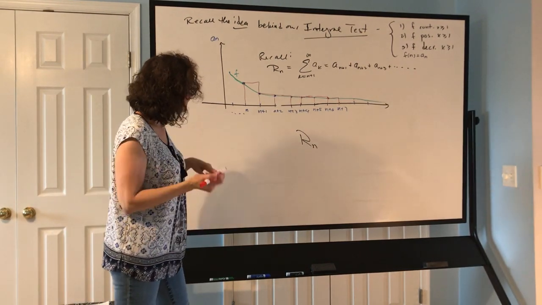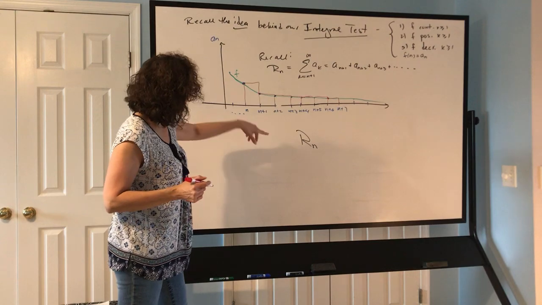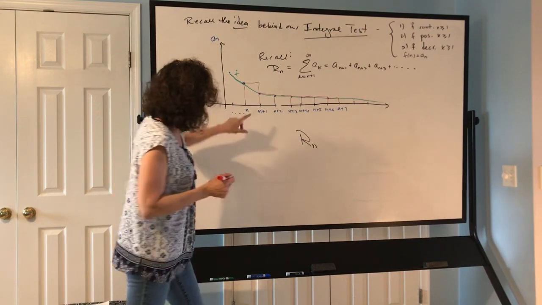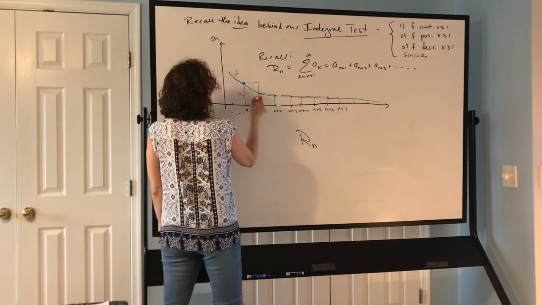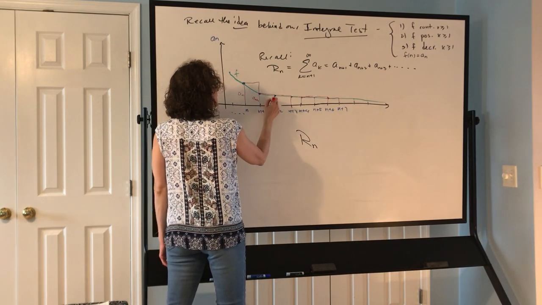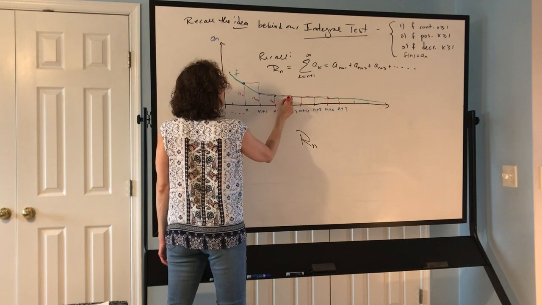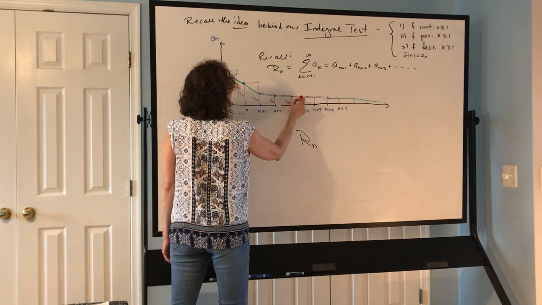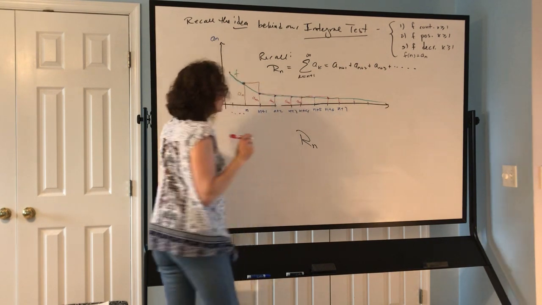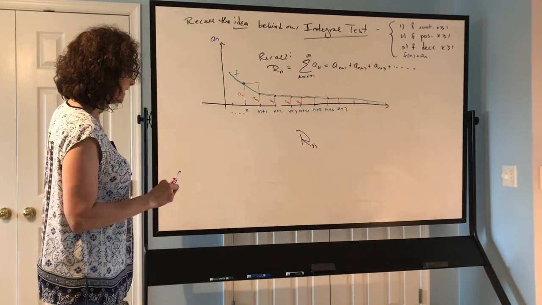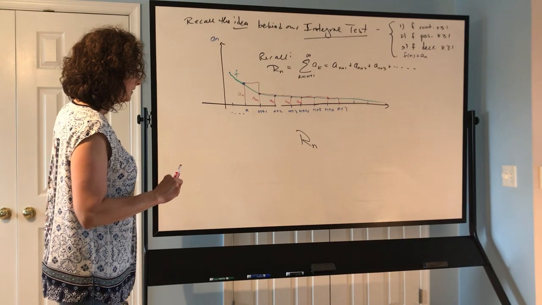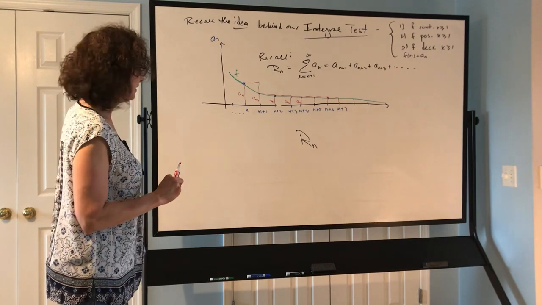Okay? So Rn as a left-hand sum, well, what is this? This is a sub n, and this is a sub n plus 1, and this is a sub n plus 2, and this is a sub n plus 3, and this is a sub n plus 4. That's that height. Okay, does that make sense? Are we okay?